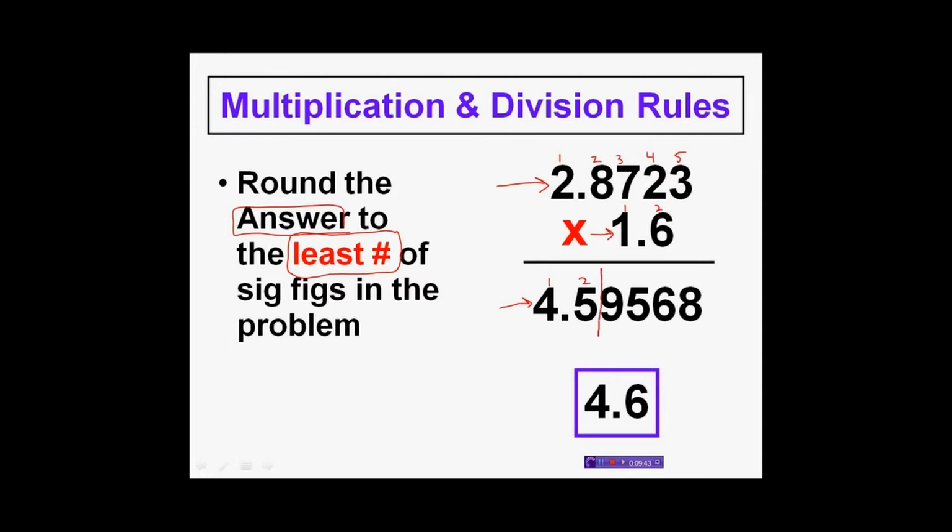There we go. That's it. This is the chopping block. These get cut off. And the question is, does the 9 have an influence on the 5? Yes, it does. It rounds it up. And my answer is 4.6.